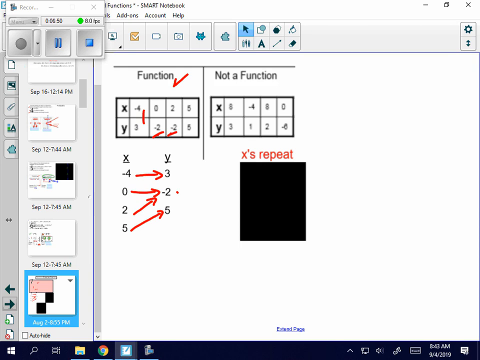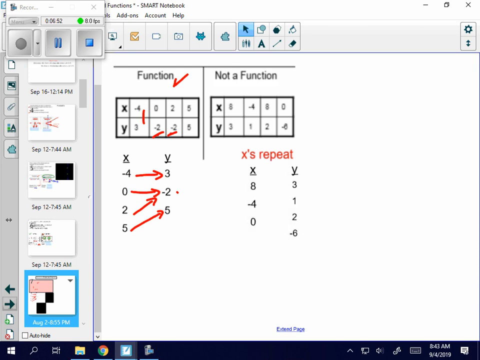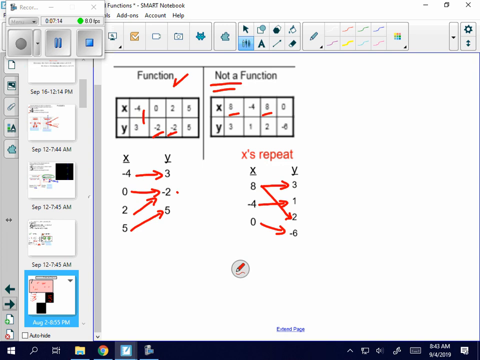If I make that same type of mapping, I see that 8 needs to point to 3. -4 is pointing to 1. 8 is also pointing to 2. And 0 points to -6. This is not a function. A little easier to see from the table because I see my 8s are repeating, but here's the part you're looking for. I can't have my 8 point to a 3 at the same time it's pointing to a 2. That is what makes it not a function.